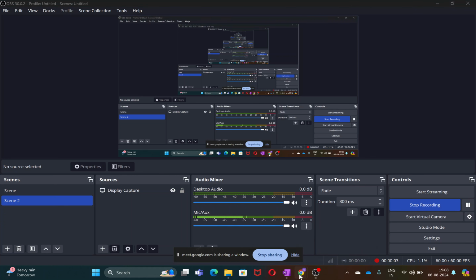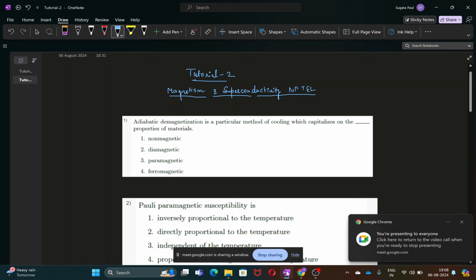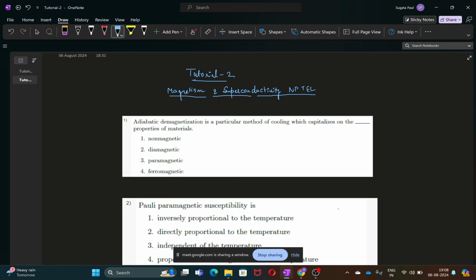Okay, hello, welcome to the second tutorial of the course Magnetism and Superconductivity. In last week's tutorial, we discussed some problems related to the week 1 lectures. Similarly, in this week's tutorial, we will discuss some more problems related to the topics covered in the lectures of week 2.